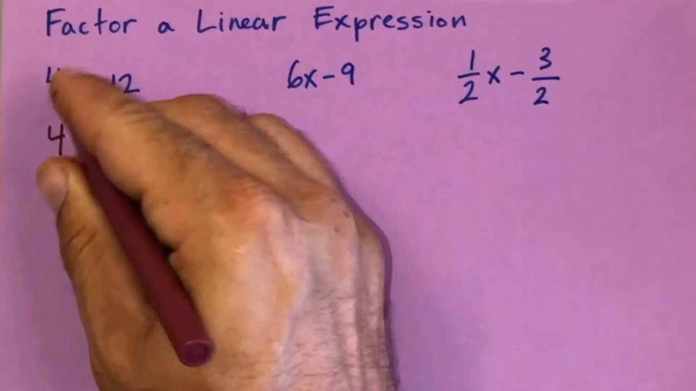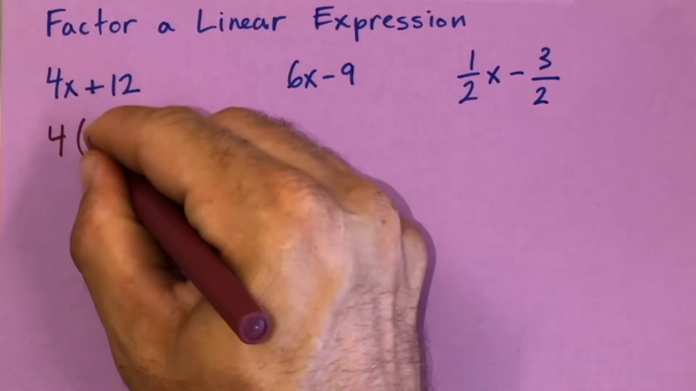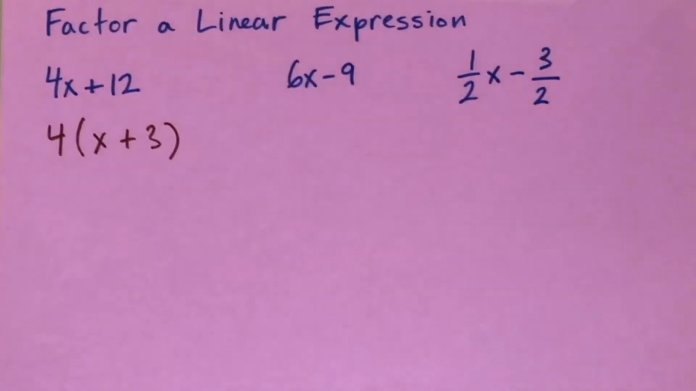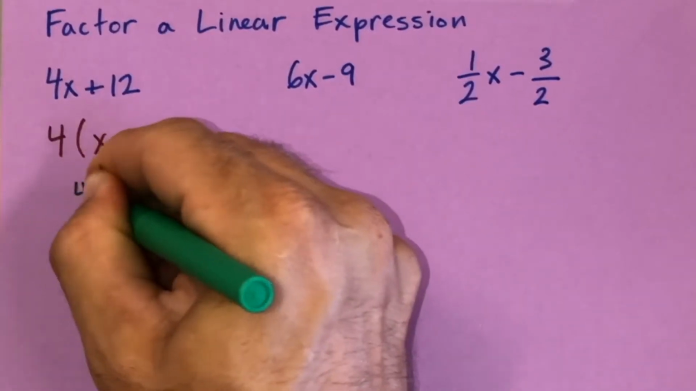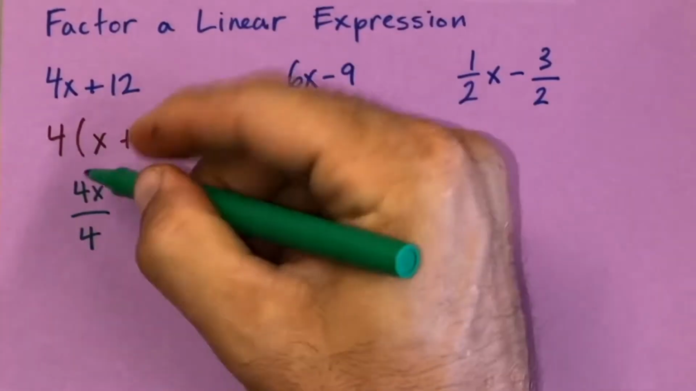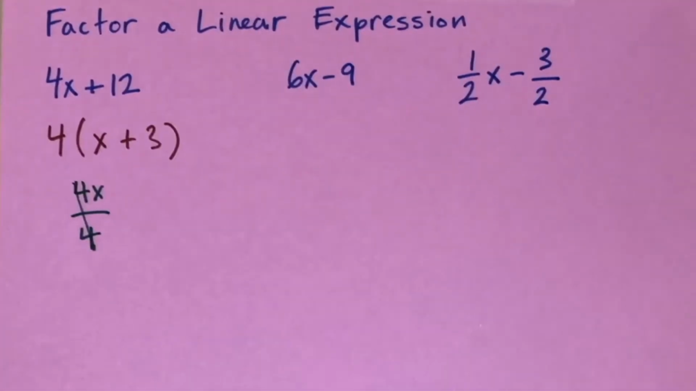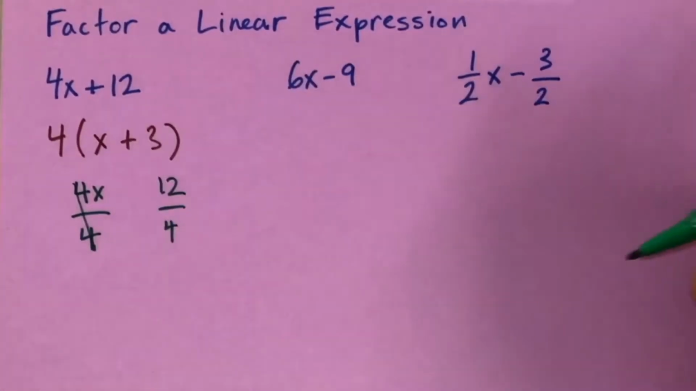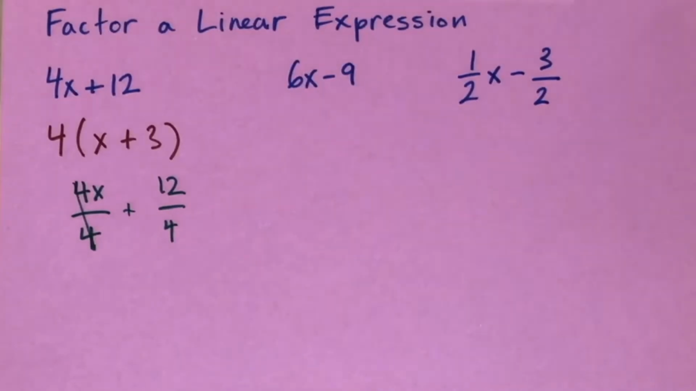So what you're doing is taking the 4 out of the 4x plus 12, and in turn getting 4 times x plus 3. Now where did the x and 3 come from? Well, if we did 4x divided by 4, that leaves us with an x. And conversely, if we did 12 divided by 4, we would also get this 3 here. And that's essentially what you're doing as far as factoring.